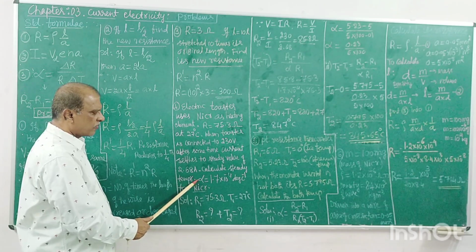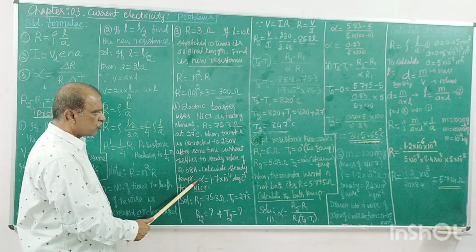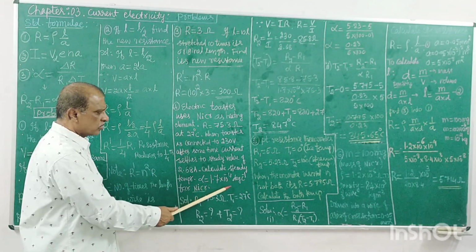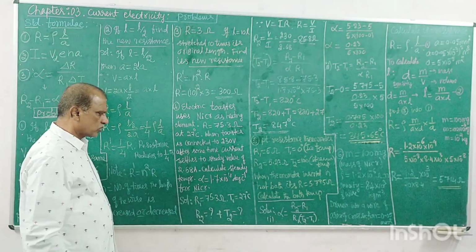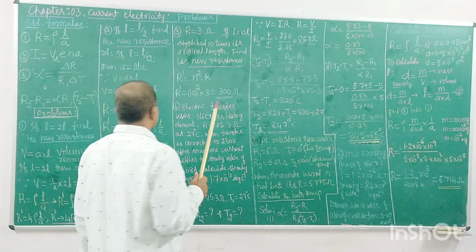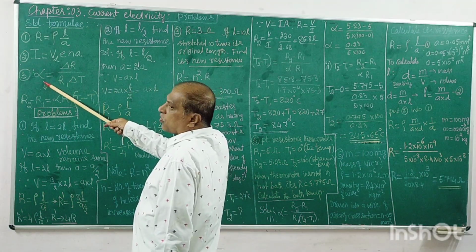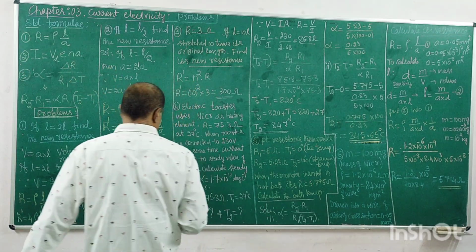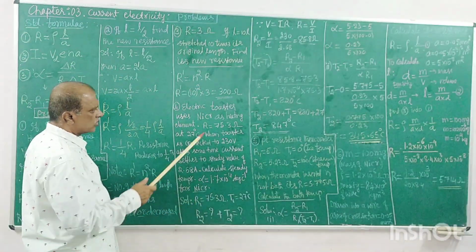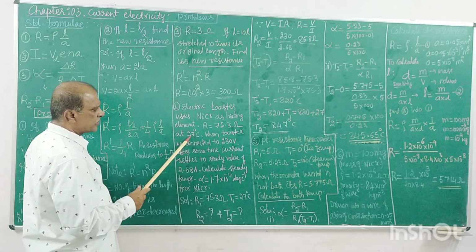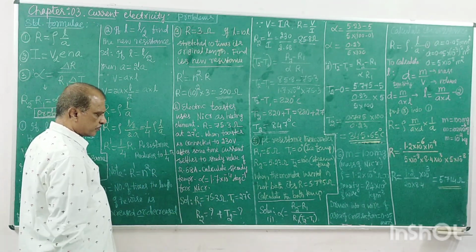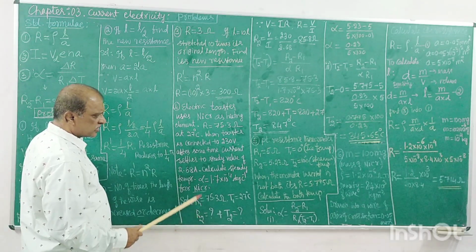You are given the alpha value. What is alpha? The temperature coefficient of this alloy, nickel chrome, is given this value, per degree centigrade. For this one we have to use this equation, the temperature coefficient of resistance. Let us call this R1, the resistance at the corresponding temperature. You have to calculate the resistance.